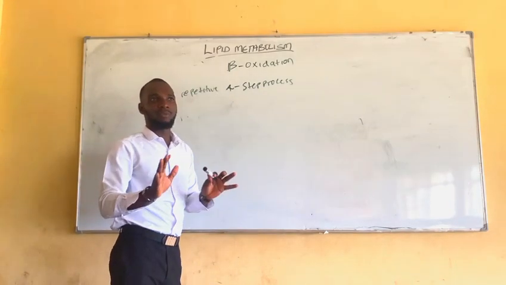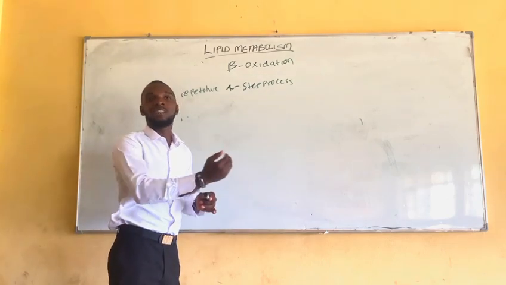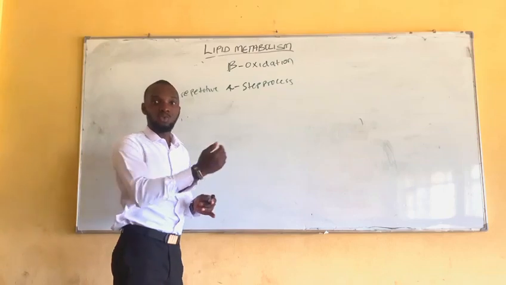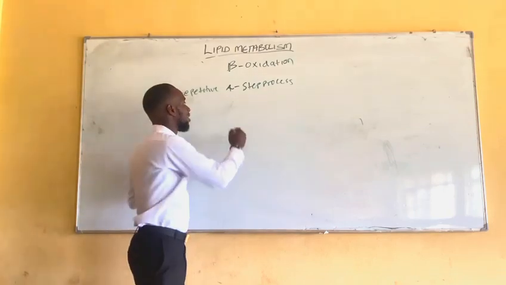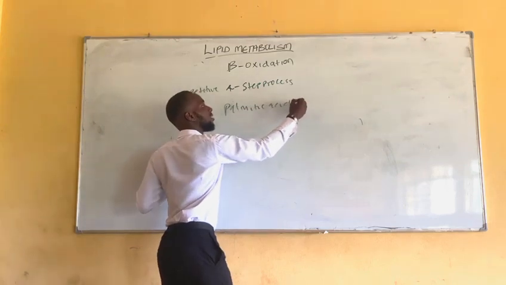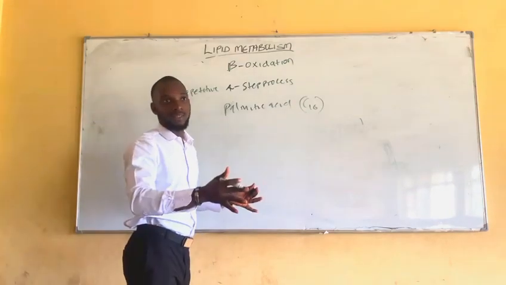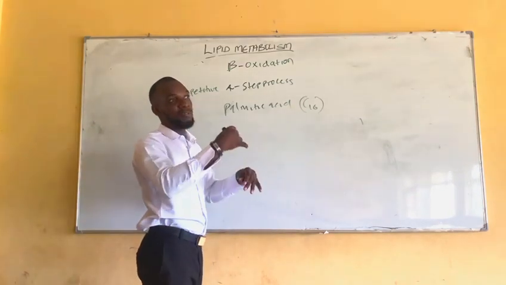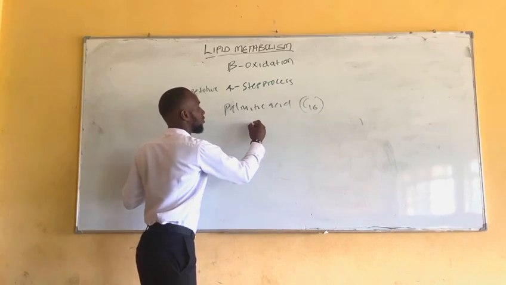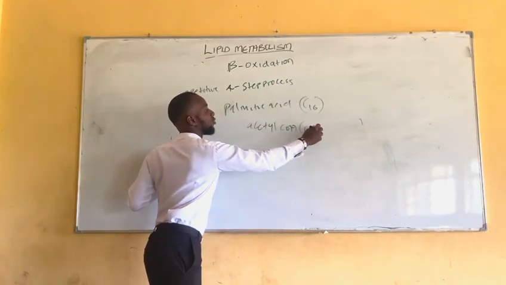Like, let's say, an example of a fatty acid, let's say palmitic acid, right? Two carbon units are removed successively, because palmitic acid is 16 carbon units of fatty acid. But when it undergoes beta oxidation, two carbon units are removed as acetyl-CoA.